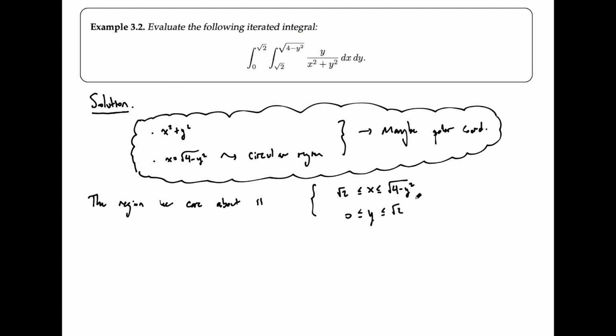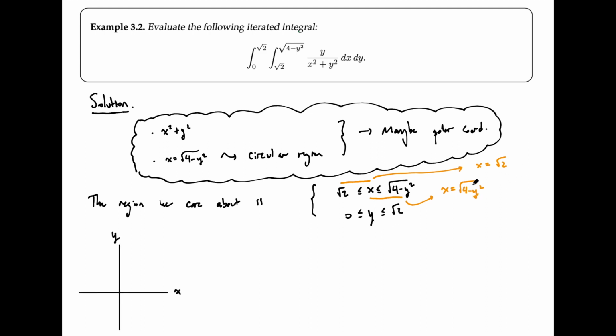To get a picture of this region, I'll do what I usually do, and I'll take this inequality here and generate the boundary conditions. This top inequality, when I turn it to an equality, turns into x equals the square root of 4 minus y squared. And this lower inequality turns into x equals the square root of 2. Likewise, we have the boundary conditions y equals 0 and y equals root 2.